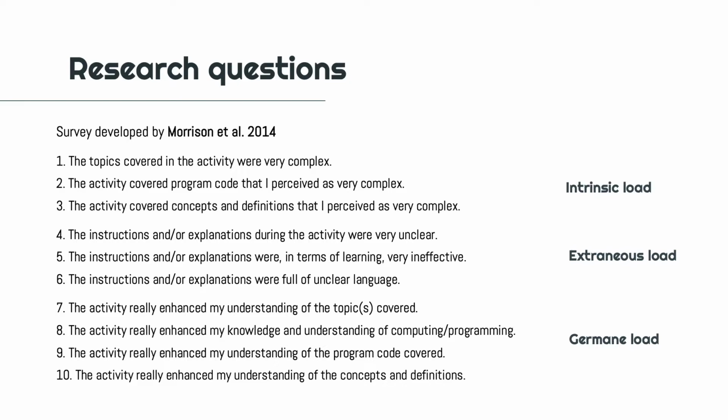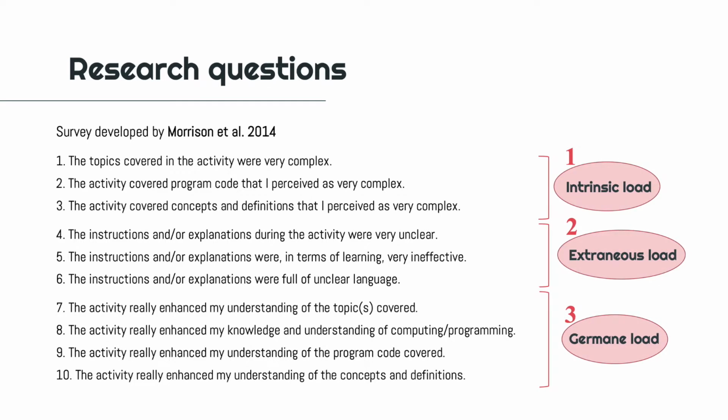First, we looked at the instrument's internal reliability. Do the items that target intrinsic load all measure essentially the same thing, a single construct? And does the same apply to the other group of items that target extraneous load? And what about the ones targeting germane load? Second, we looked at the instrument's discriminant validity. Does it measure 3 constructs as originally intended? That is, are there 3 different things being measured here?